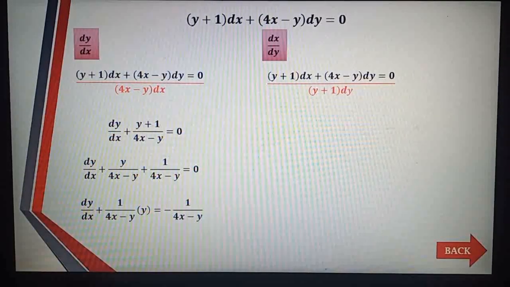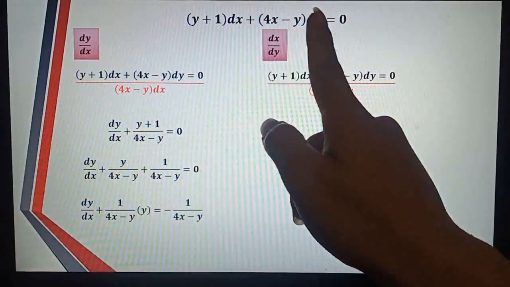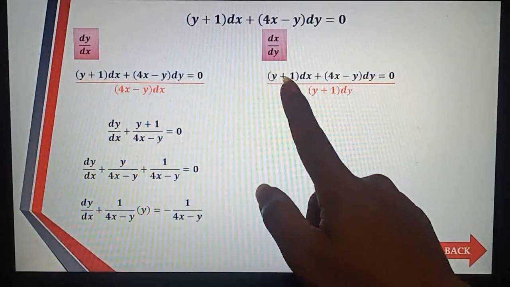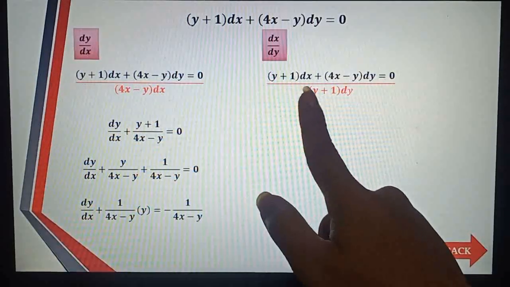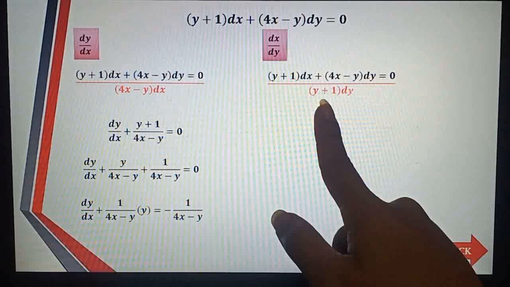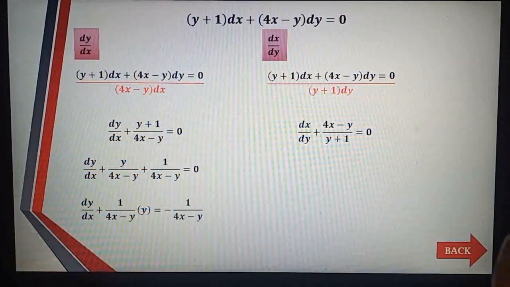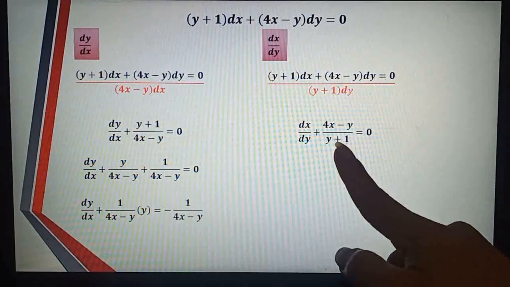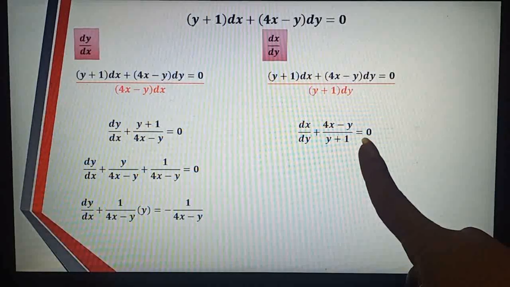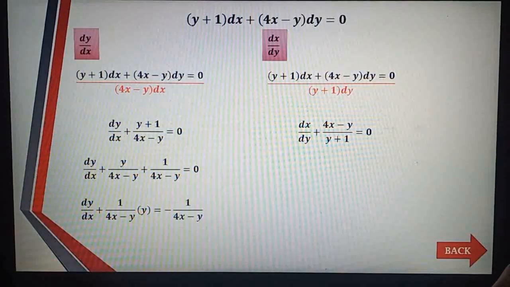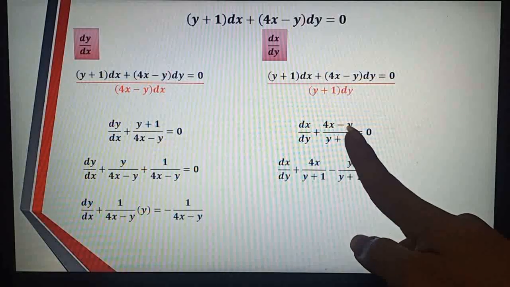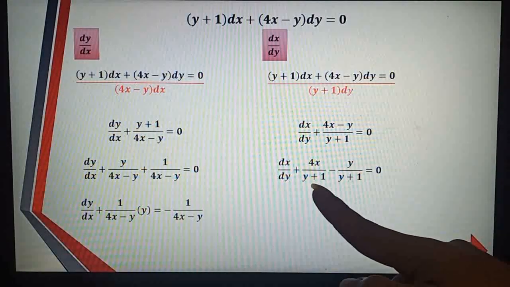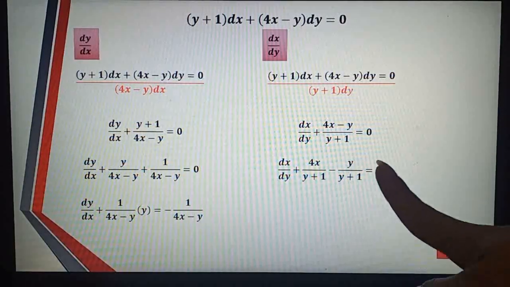So, para magkaroon tayo ng dx over dy, denominator natin si dy, tapos numerator si dx. So, we need to divide the whole equation by dy, tapos kailangan mawala si y plus 1 kay dx. So, i-divide natin yung whole equation again by y plus 1 rather. Then, ang magiging equation natin ngayon is dx over dy plus the 4x minus y all over y plus 1 then equated to 0. Now, after that, pwede natin paghiwalayin yung 4x minus y. Ang mangyayari, you will now have dx over dy plus 4x all over y plus 1 minus y all over y plus 1 then equated to 0.